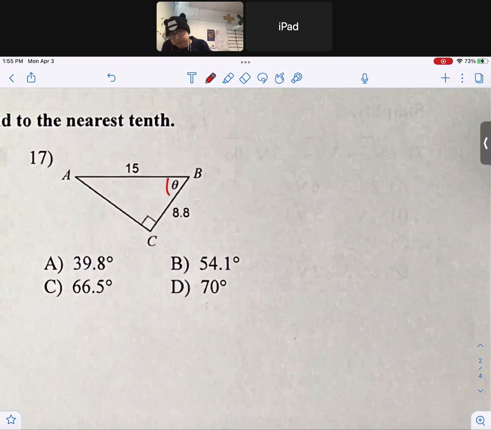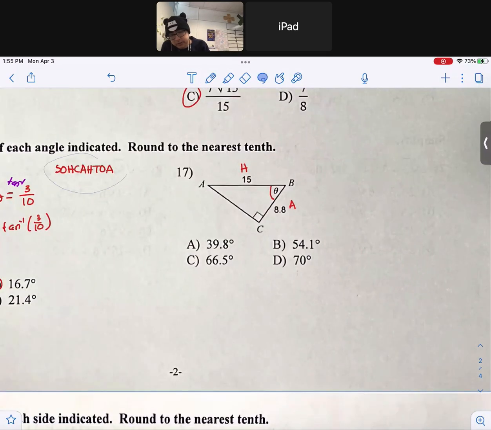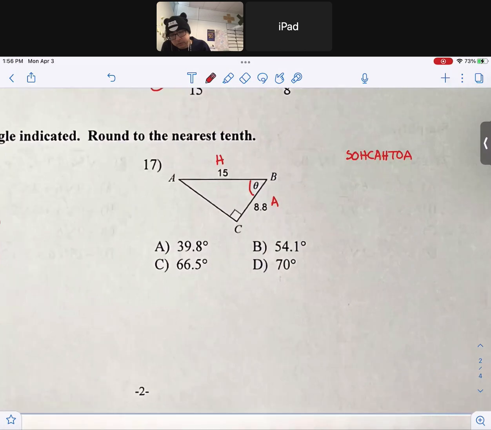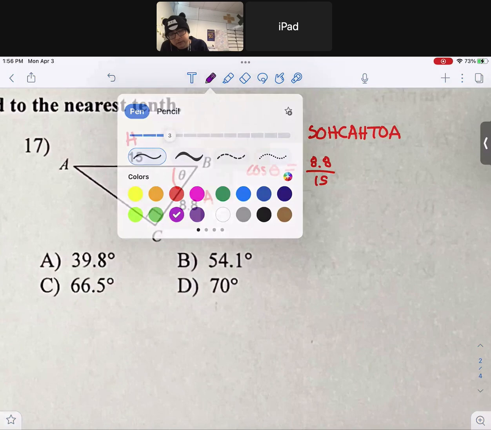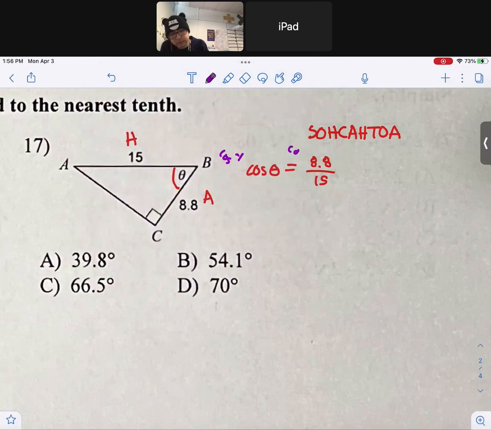17. Okay, we're in the perspective of that angle, right? So this side is adjacent, this is hypotenuse. So the trig that uses A and H is cosine, right? So cosine theta equals adjacent over hypotenuse, and when we solve for theta, we should do cosine inverse to both sides.